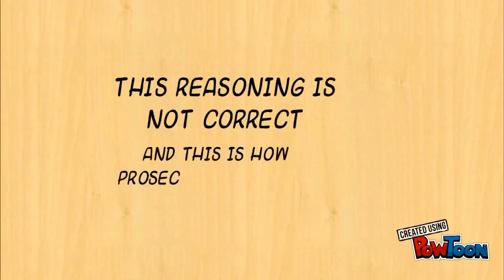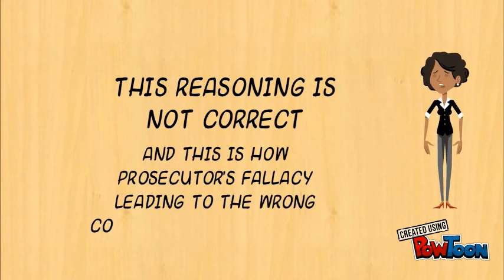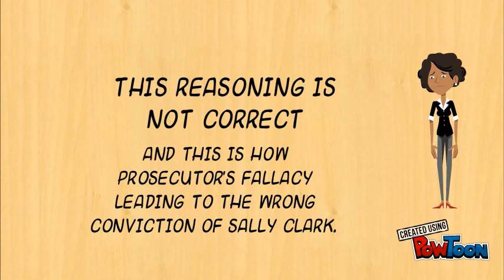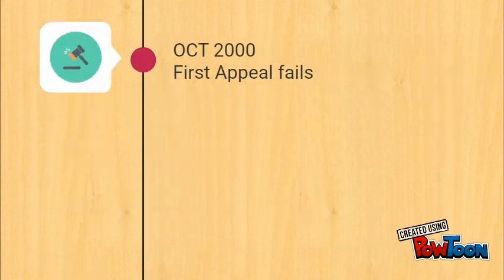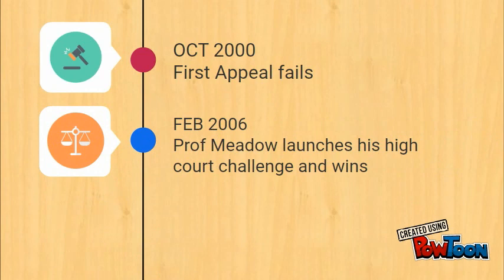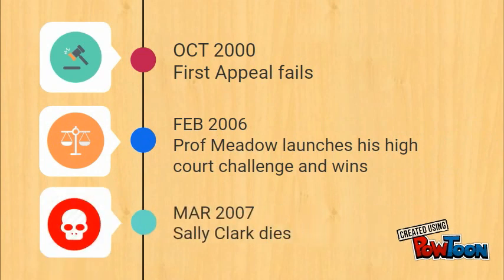Of course, this reasoning is not correct, and this is how the prosecutor's fallacy led to the wrong conviction of Sally Clark. At the end of the case, Sally Clark was found innocent. However, she committed suicide and died at home.